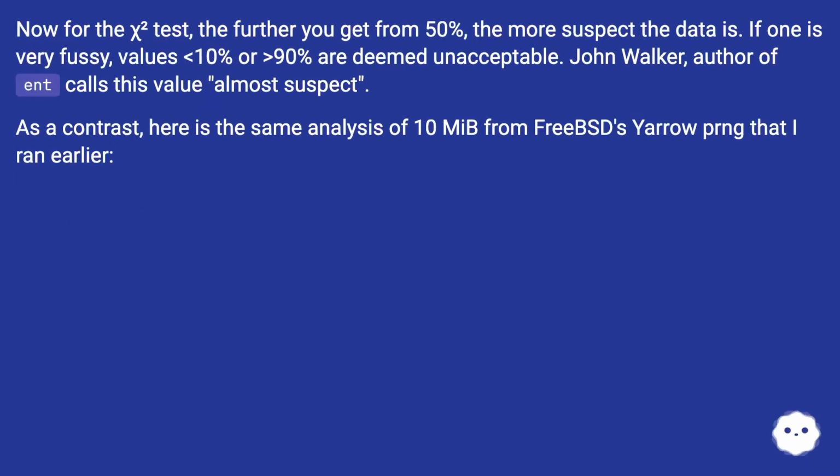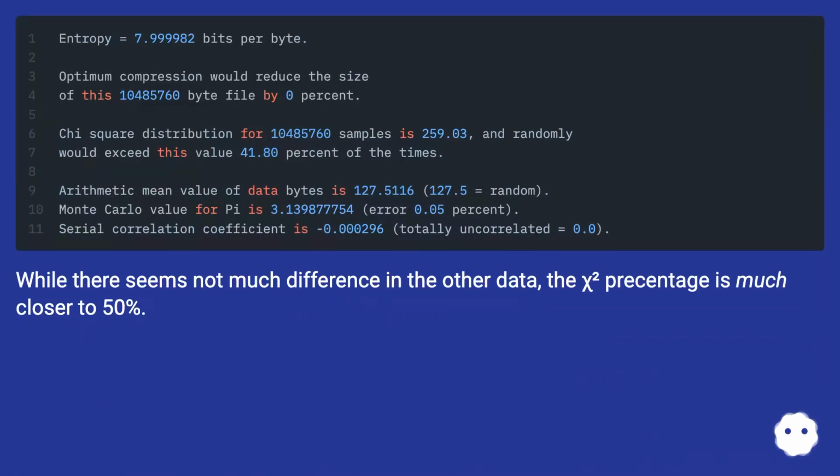Now for the chi-squared test, the further you get from 50%, the more suspect the data is. If one is very fussy, values less than 10% or greater than 90% are deemed unacceptable. John Walker, author of ent, calls this value almost suspect. As a contrast, here is the same analysis of 10 MiB from FreeBSD's /dev/random PRNG that I ran earlier. While there seems not much difference in the other data, the chi-squared percentage is much closer to 50%.